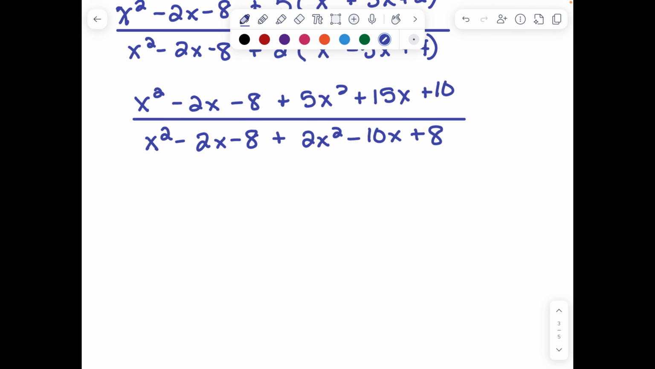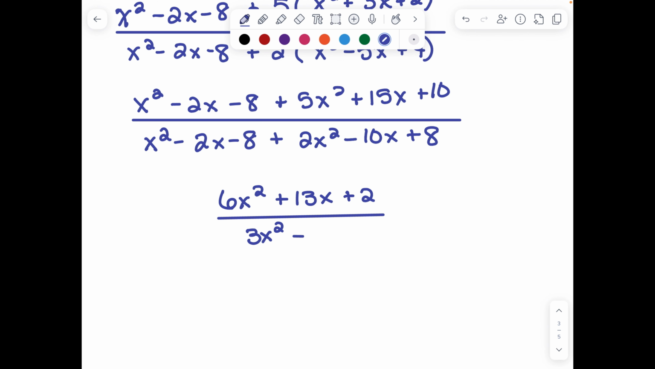Now we're just going to go ahead and simplify our numerator, simplify our denominator. So I'm just going to go through and add like terms. So I see x squared plus 5x squared gives me 6x squared. Negative 2x plus 15x gives me 13x. Negative 8 plus 10 gives me 2. Over x squared plus 2x squared gives me 3x squared. Negative 2x minus 10x gives me negative 12x. Negative 8 plus 8 simplifies out.